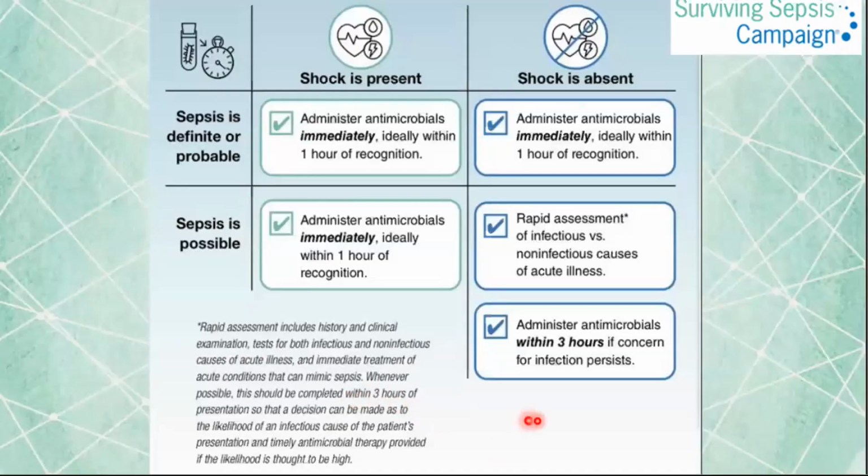So in summary, if shock is present, if sepsis is definite or probable or possible, we administer antimicrobials immediately, ideally within 1 hour of recognition. But if shock is absent, we only administer antimicrobials immediately within 1 hour if sepsis is definite or probable. If sepsis is possible, they recommend a rapid assessment of infectious versus non-infectious causes of acute illness and only to administer antimicrobials within 3 hours if concern for infection persists.